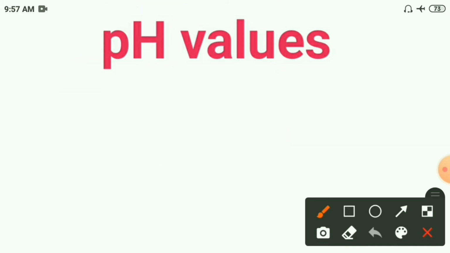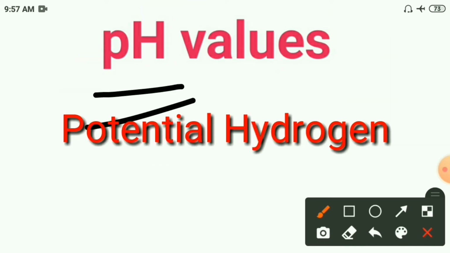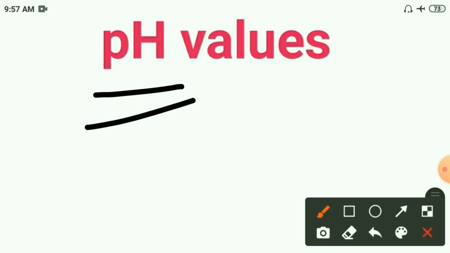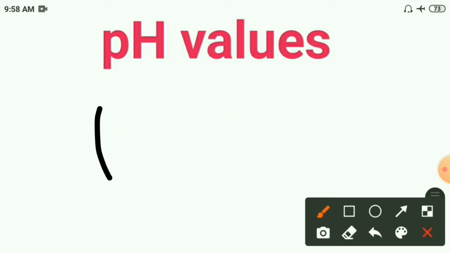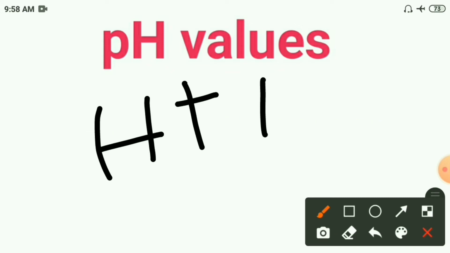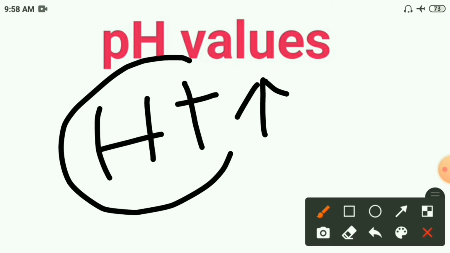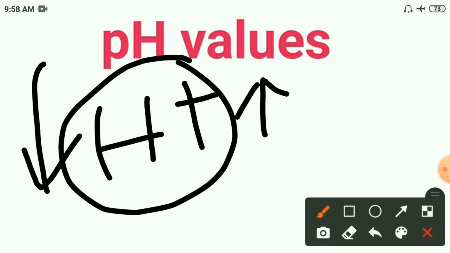pH means potential hydrogen. In a solution, if the hydrogen ions are more, the solution is called an acid. If the hydrogen ions are less, the solution is called a base. We can indicate the hydrogen ions with the H plus symbol.